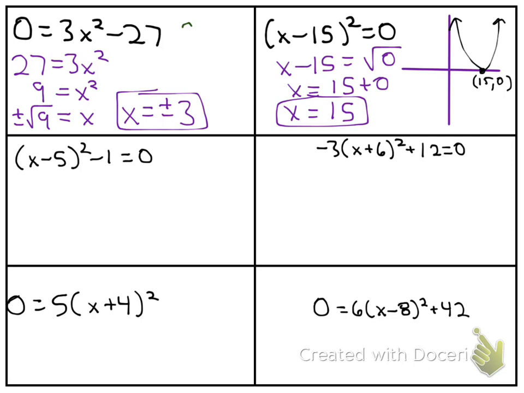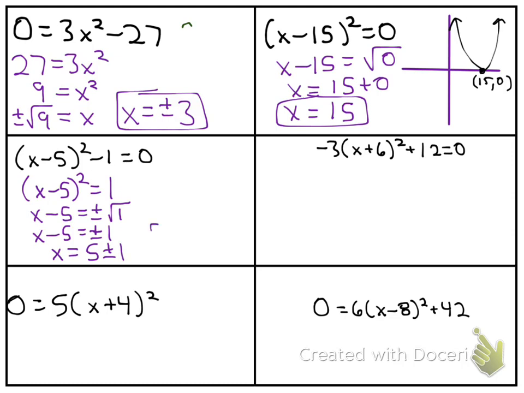Down to our next one. First, I'm going to add 1 to both sides. Now I'm going to take the square root of both sides, and we have plus or minus the square root of 1. So x minus 5 equals plus or minus 1. We add 5 to both sides. 5 plus or minus 1 gives us 5 plus 1 and 5 minus 1. So x equals 6 and 4.